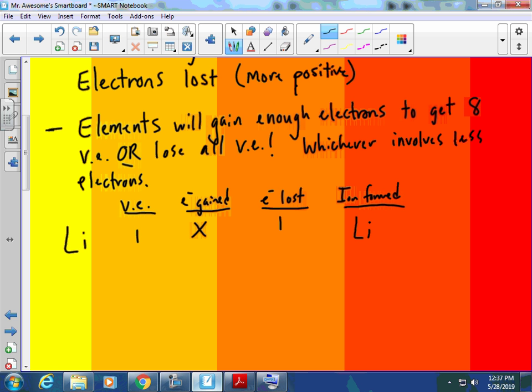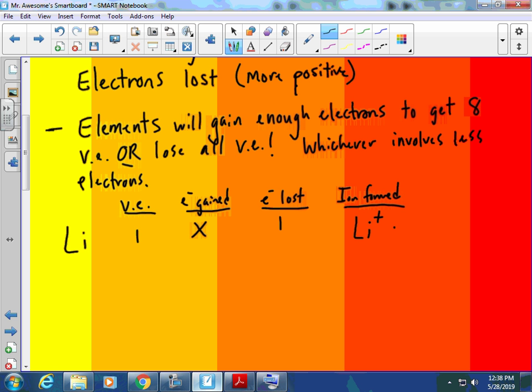Now, one thing about this sheet, I don't like the way they write the charges. When I do +1 or -1, I just write the symbol. That's it. So if it's a +1, just plus. Okay?